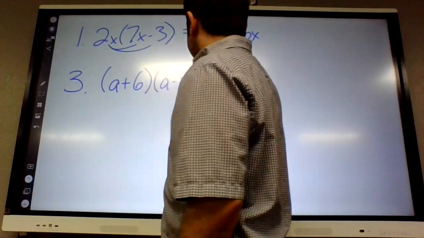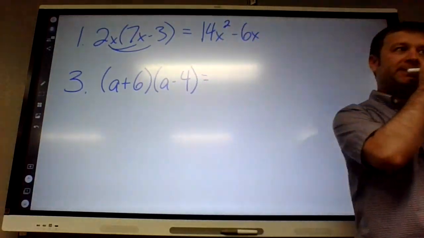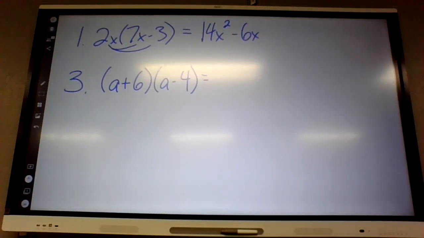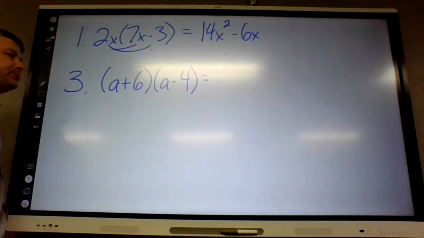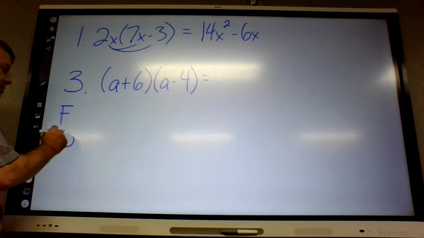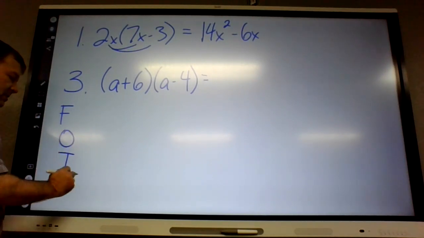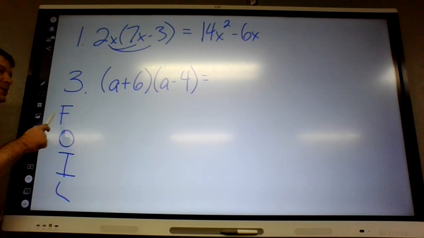Alright, Caden, what kind of problem is number 3? What kind of problem is number 3? We're multiplying into that. You remember what kind of multiply this is? There's a name for it. Started with an F. It's like forward. Oh, FOIL. FOIL.